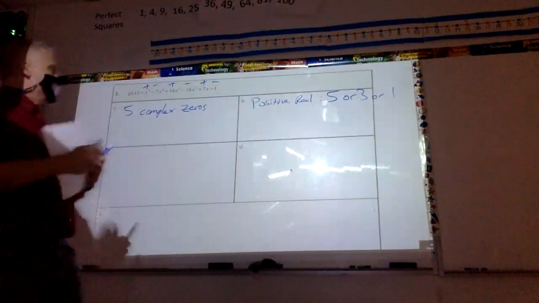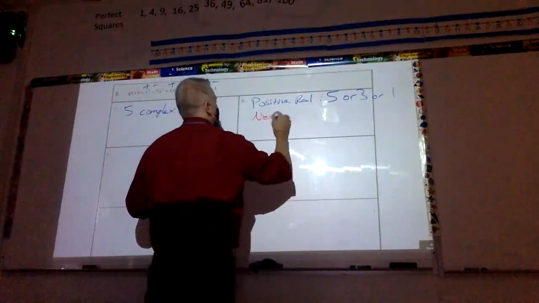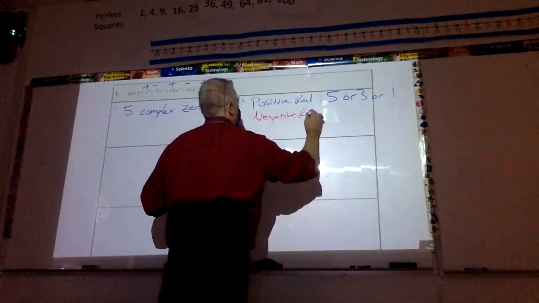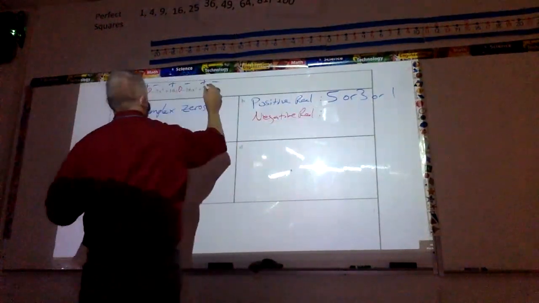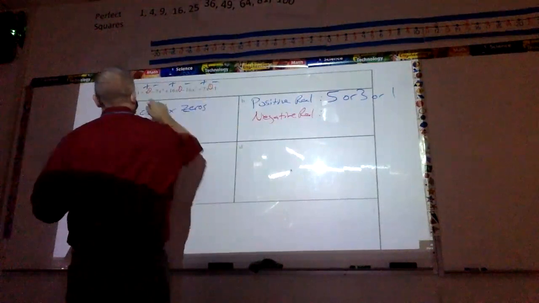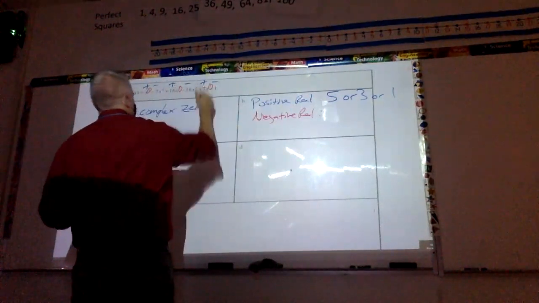Chantal, how about negative? There's a 5 and a 3 and a 1. So we're going to switch this plus to minus, this plus to minus, this plus to minus.